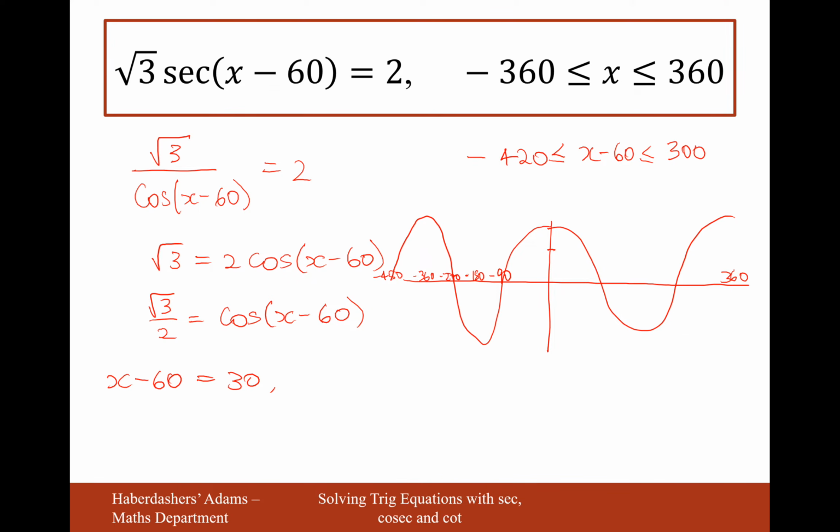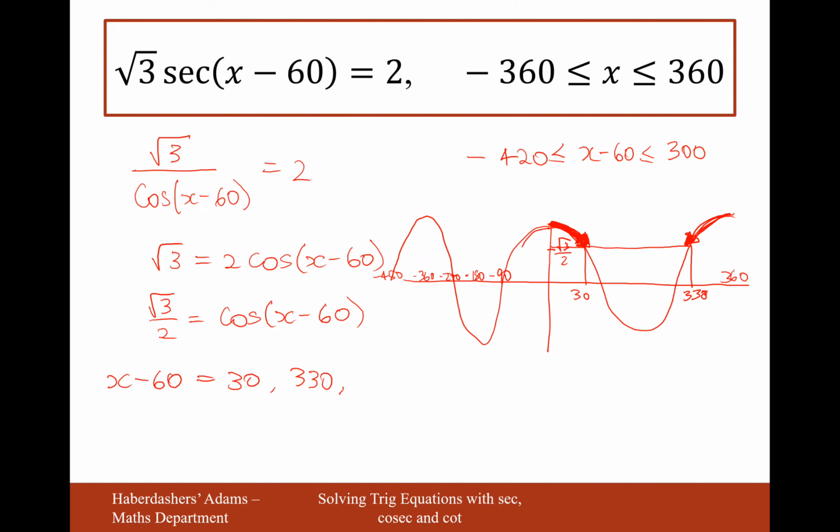So my output here was root 3 over 2. So I'll go down and across. That was my first solution of 30. Next one would be this over here. So when I've found this 30 degree angle, I've come down from the top by 30 degrees. So I'll have to come down from this top by 30 degrees. And if I've started at 360, I'm down to 330.